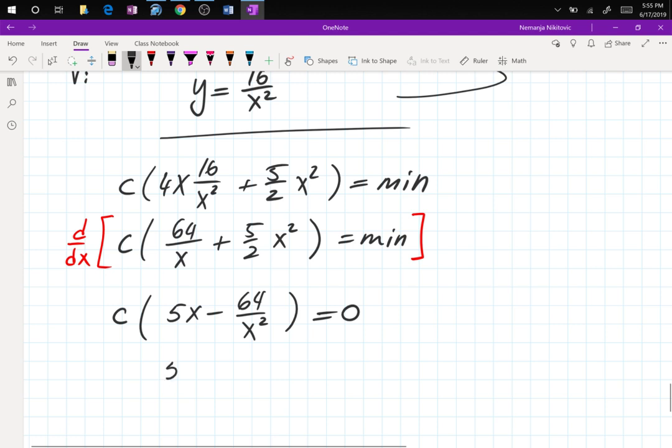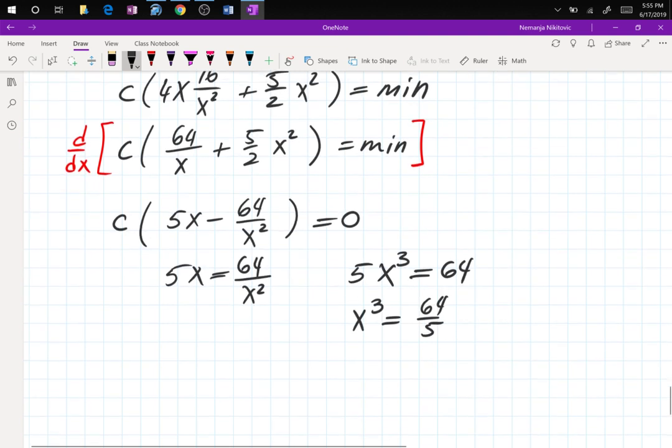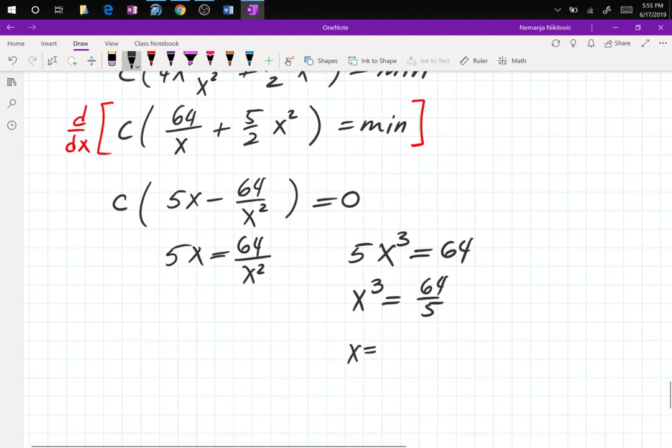So we have 5x is equal to 64 over x squared. 5x cubed is equal to 64. x cubed is equal to 64 over 5. And finally, x equals the cube root of 64 over 5. Now we're going to get a reasonable number.